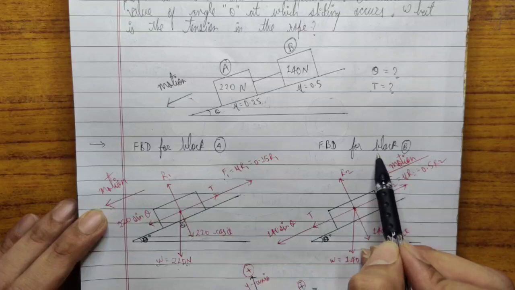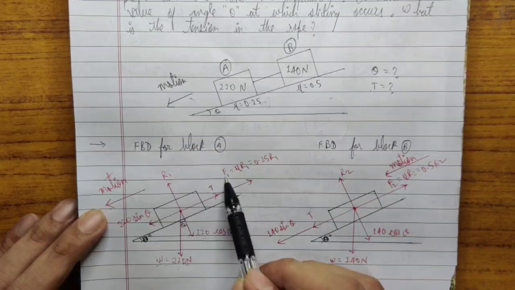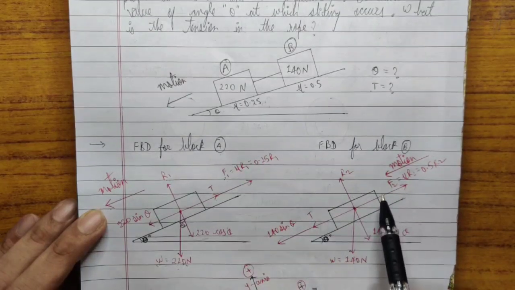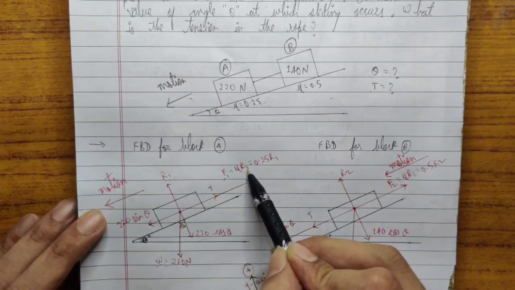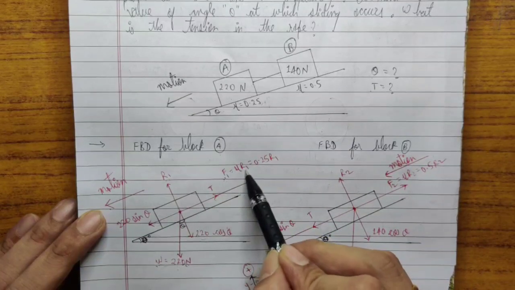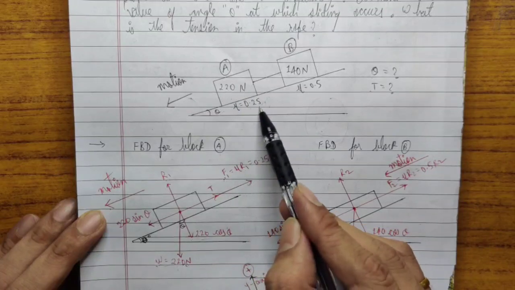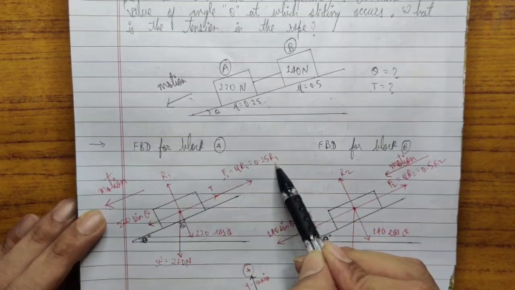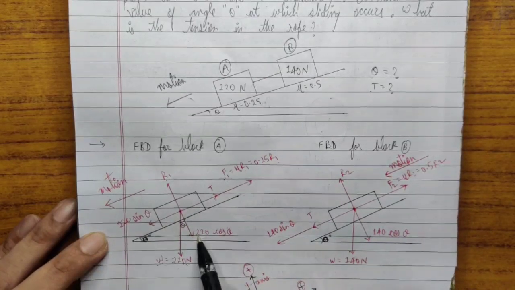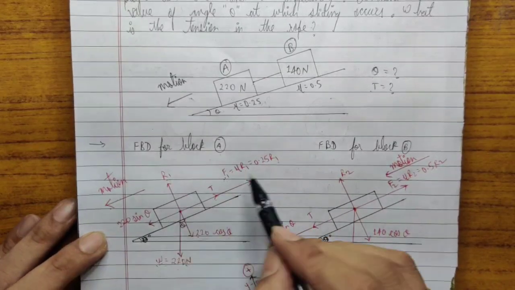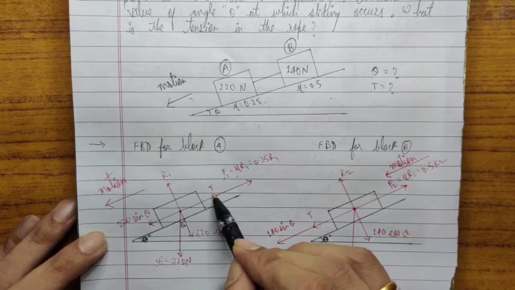Since there are two blocks, we have taken R1 and F1, and here we can take R2 and F2. F1 is equal to F, the formula is mu R. In this case it is R1, so mu R1, and mu for this block is 0.25, so it will become 0.25 R1. So we have taken W, we have resolved it in two components. There is this reaction force, there is this frictional force, and there is this tension force.